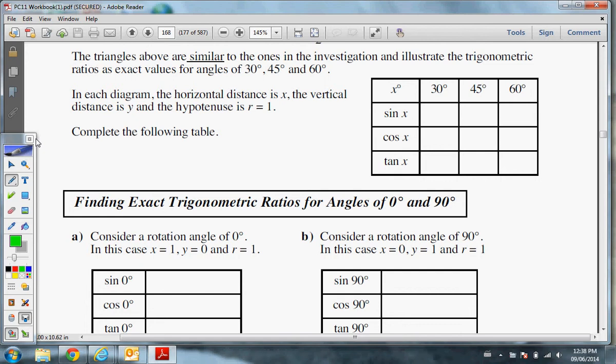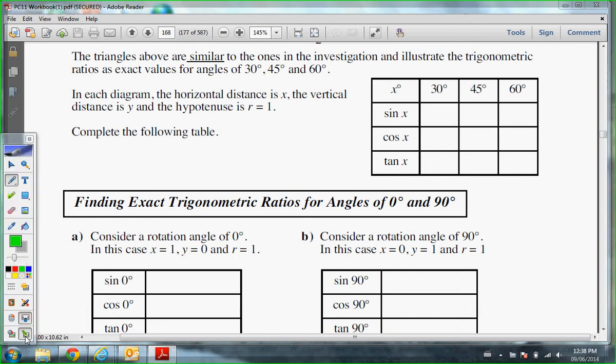So from the examples we just did, for sine x of 30, we got 1/2. We got root 2 over 2. And we got root 3 over 2. For cosine x, we got root 3 over 2. Okay, we got root 2 over 2. And we got 1/2. Okay, and then for tan x, we got root 3 over 3. We got 1. And we got root 3.